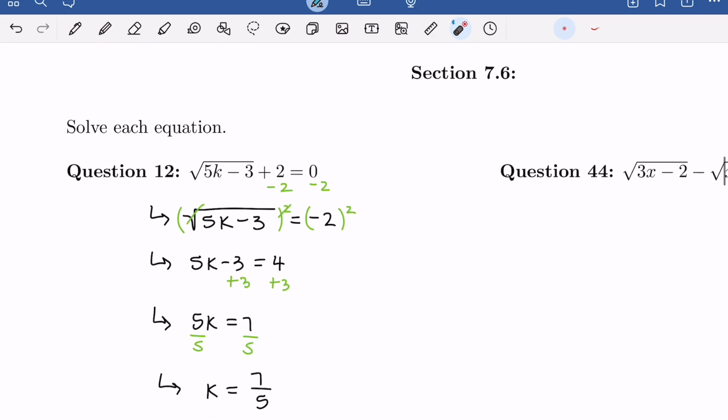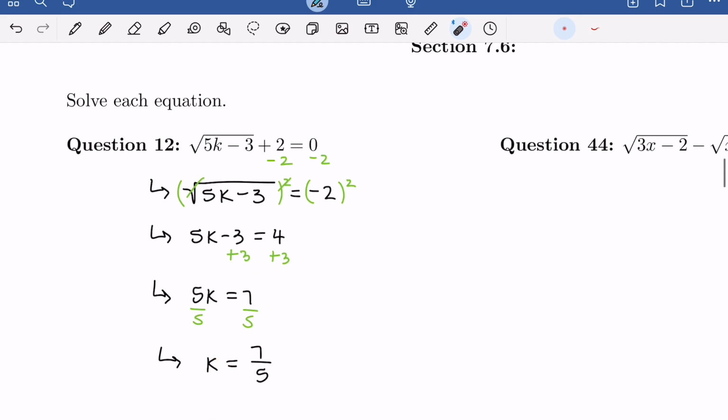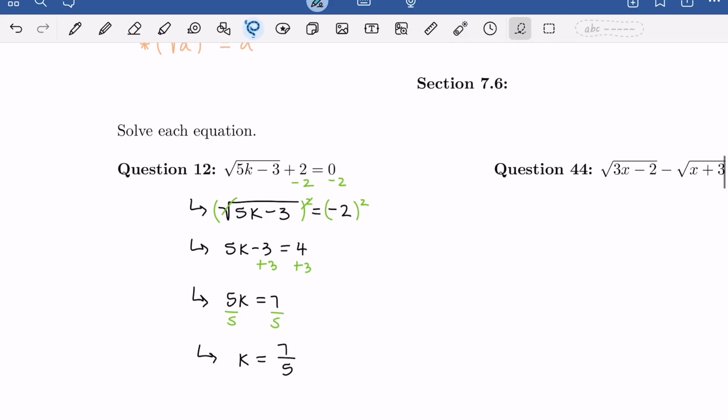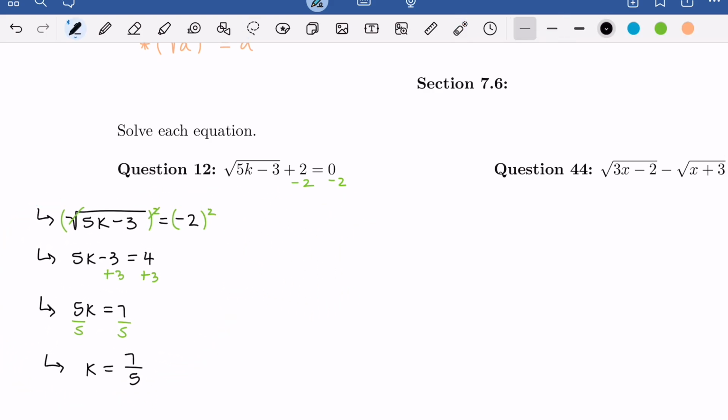So this solution here, this 7 over 5, is actually what's called a proposed solution. So whenever we're using this property here, or this power rule, what we have to do is check that this is in fact a solution. We have to do this every single time we use the power rule. So what we're going to do, let's move this over actually. We're going to check this proposed solution.